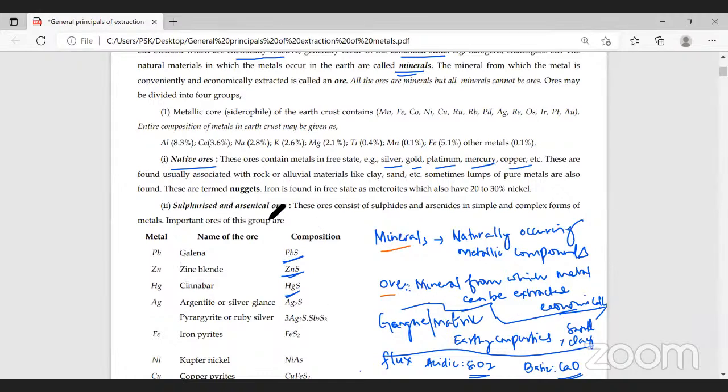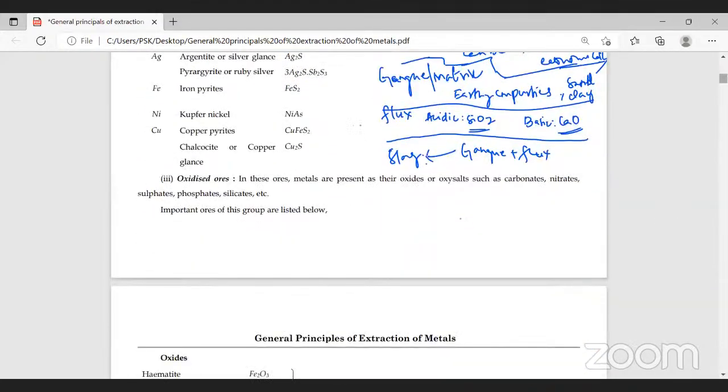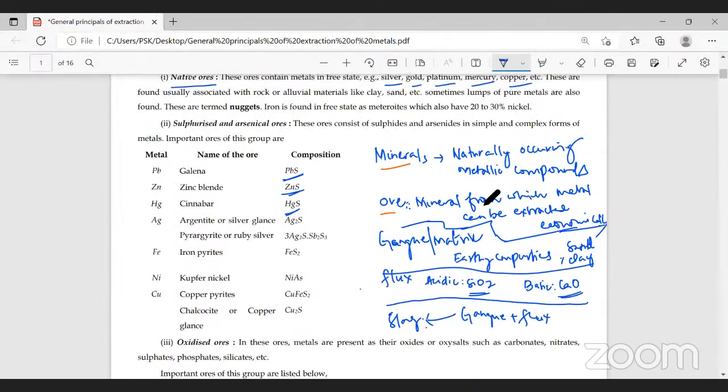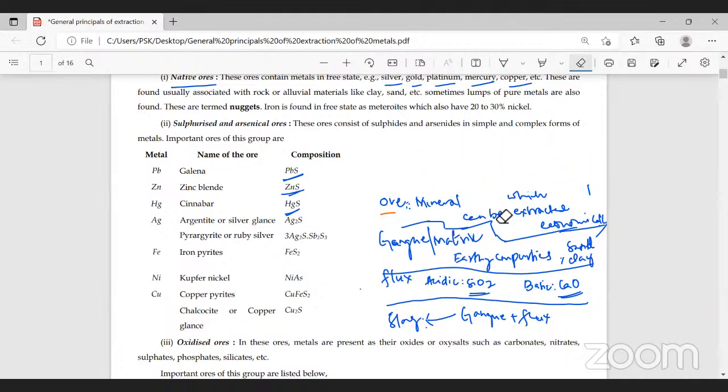Now, sulfurized or arsenical ores. Now, combined state: metals can exist in different combined states. When I say metals can exist in different combined states, just give me a moment.